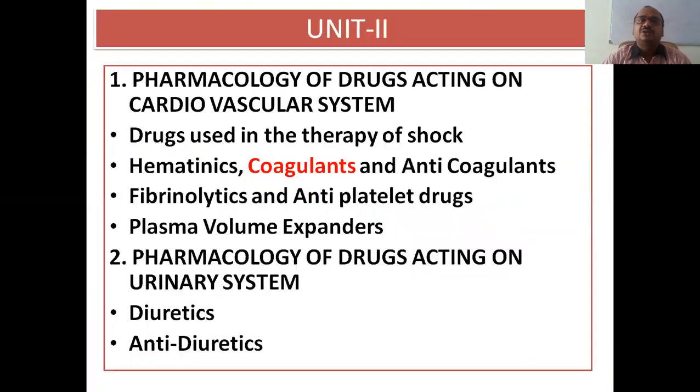This is your unit 2 syllabus as per your university syllabus. Unit number 2, pharmacology of drugs acting on cardiovascular system. In this topic, I have already completed drugs used in the therapy of shock in my last video. Hematinics also I have covered. And coagulants, that's why I highlighted with the reading. Today's topic in this video is coagulants. Next video, anticoagulants.